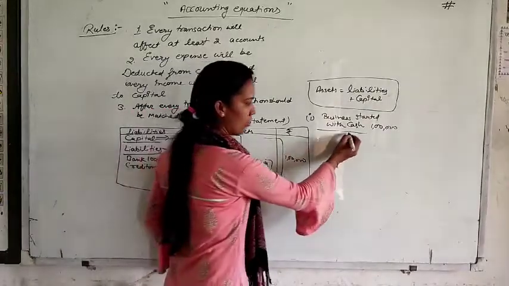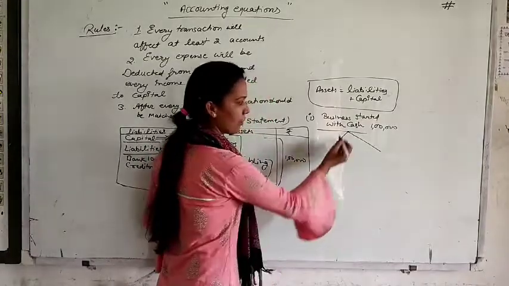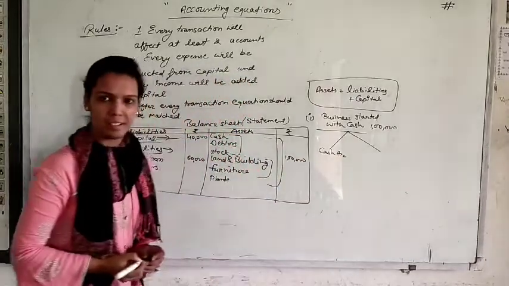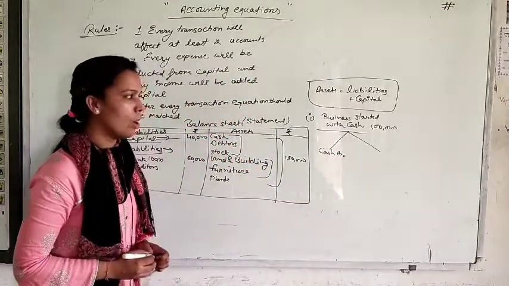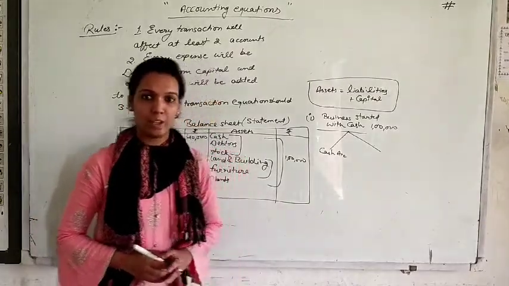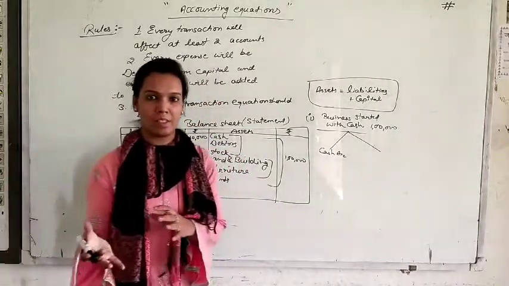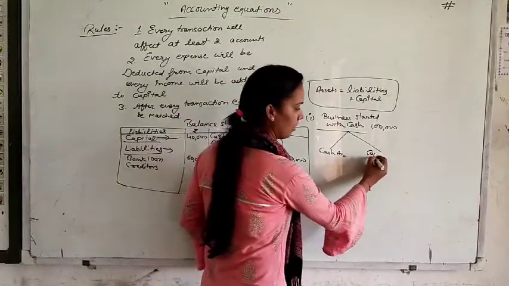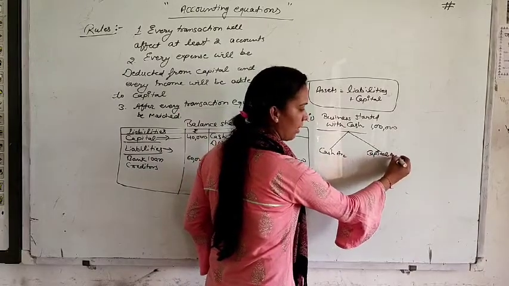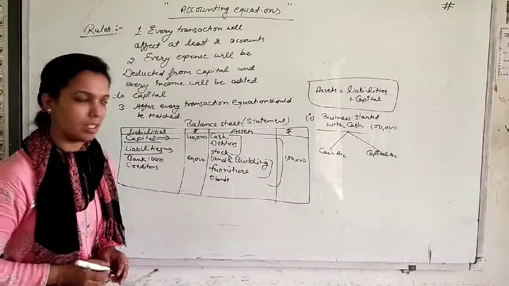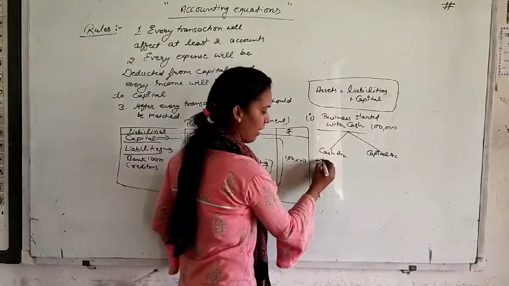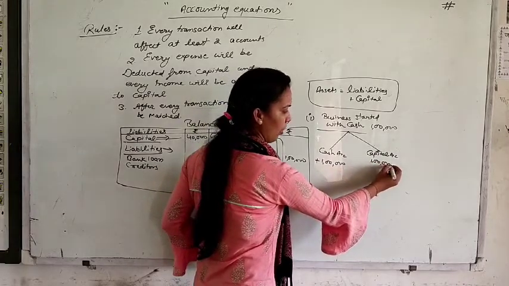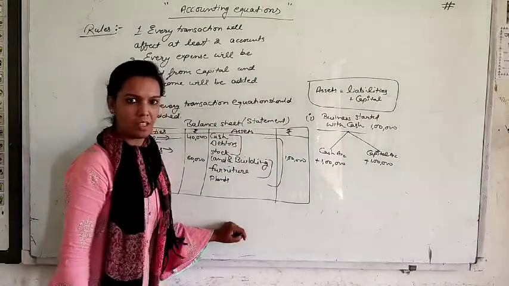What are the 2 accounts that will be affected by this transaction? First is cash, because you are investing cash into the business. Second, whatever you invest in the starting of a business is termed as your capital. So the second account affected will be the capital account. By 1 lakh rupees your cash increased, and in the same way your capital also increased. This is the effect of the transaction.